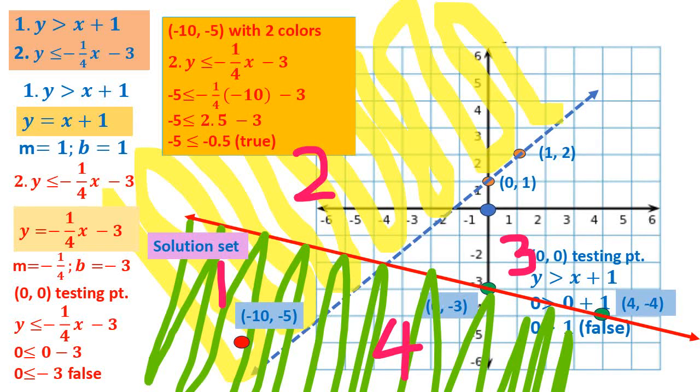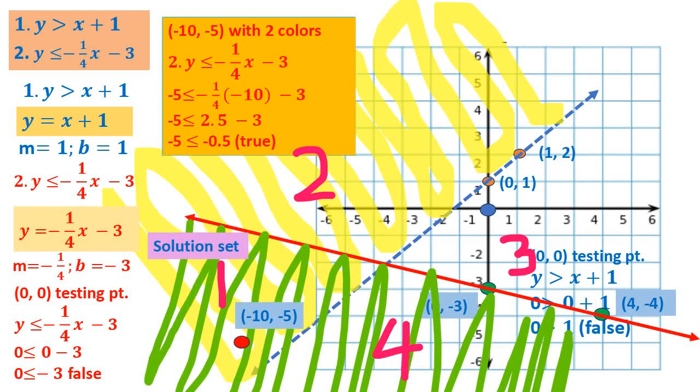Region 3 has no color at all. That means the two inequalities are not satisfied. If we choose a point on this region without any color at all, then it will not satisfy the system. While in Region 4, we have a green color, one color only, and the green color represents the second inequality.